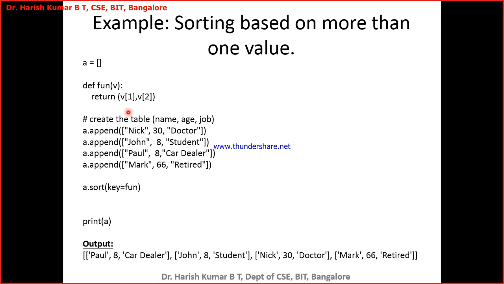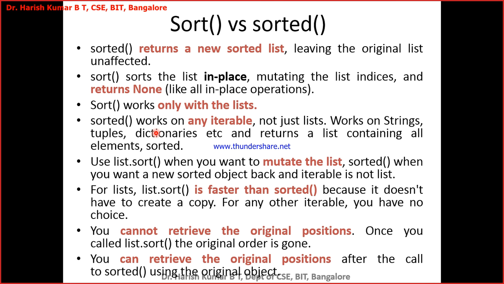Now what we did here, we wrote our own function, and then we passed the first two values in order to sort them. So sort key is equal to function. Now it is sorting based on these two. What we are returning is v1 and v2. So we are taking the first item from the list and the second item from the list, and based on this it is sorted. So you can do it this way, and then you understood sort versus sorted.